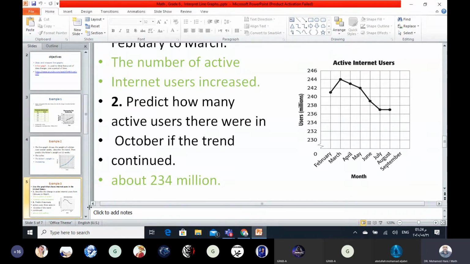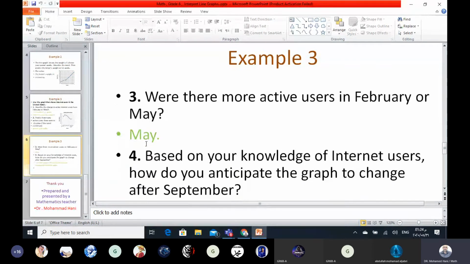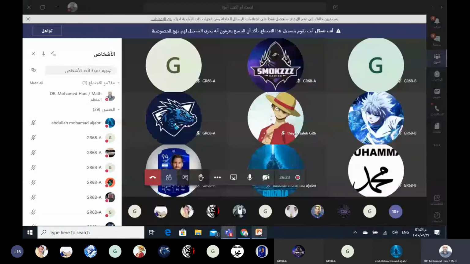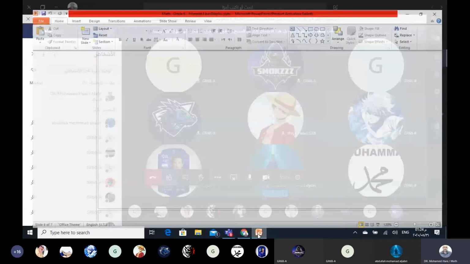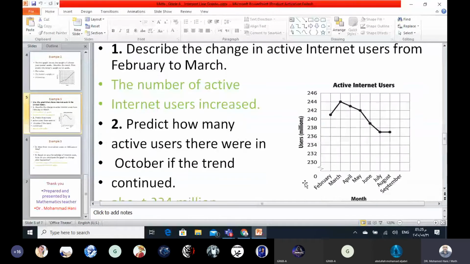The third question: were there more active users in February or May? So let us compare. This is February and this is May. In February, the number of users here will be 241, and in May will be 242. Which is greater, 241 or 242? 242, in May. So I can write here May.